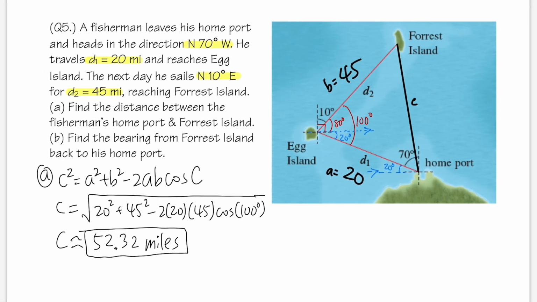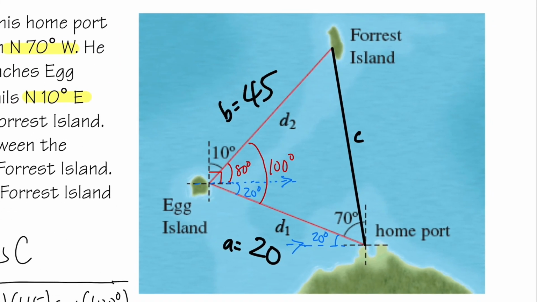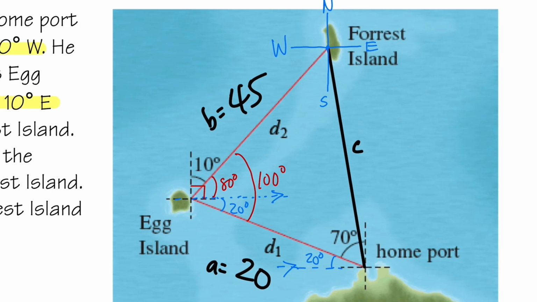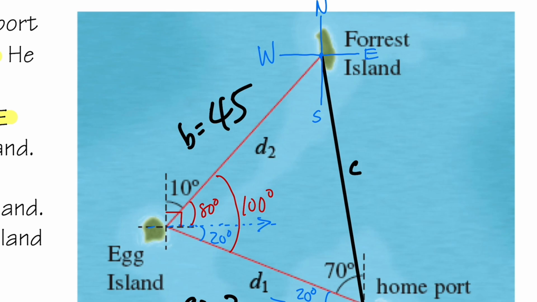All right, part B, we are going to find the bearing from the forest island to the home port. So what that means is that we are starting at the forest island, which is here, and we have to find the bearing. So let's go ahead and put down the north, west, and all that stuff. So here is north, here is west, down here is south, and this is east. And to write the bearing, because as you can see the sides on the bottom portion here, we want to go from south to east, all right?